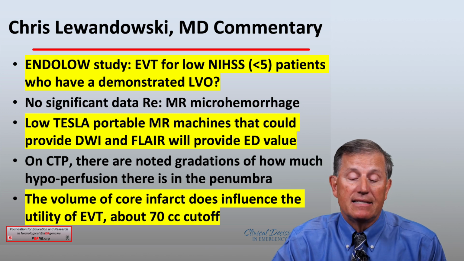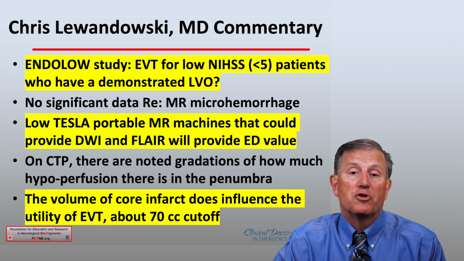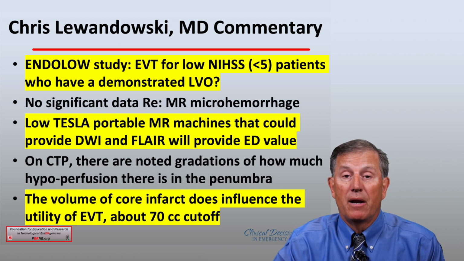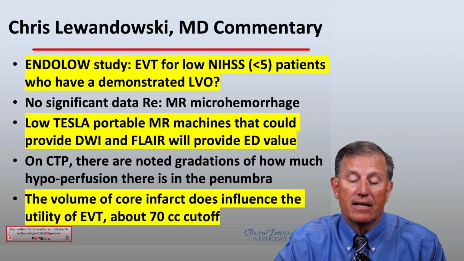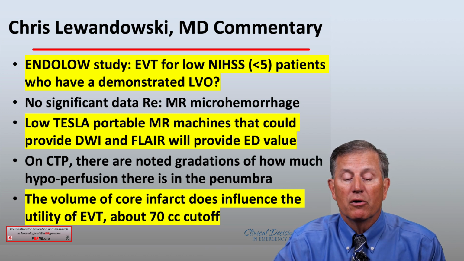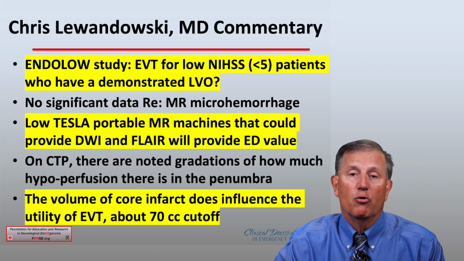He noted that on CTP, there are gradations of how much hypoperfusion there is in the ischemic penumbra, and this may help in determining which of these patients with a large ischemic penumbra should go for EVT. And he stated that the volume of the core infarct does influence the utility of EVT, using about a 70 cc cutoff. Those with larger core infarcts probably will not benefit from these therapies acutely and or at 3 months.